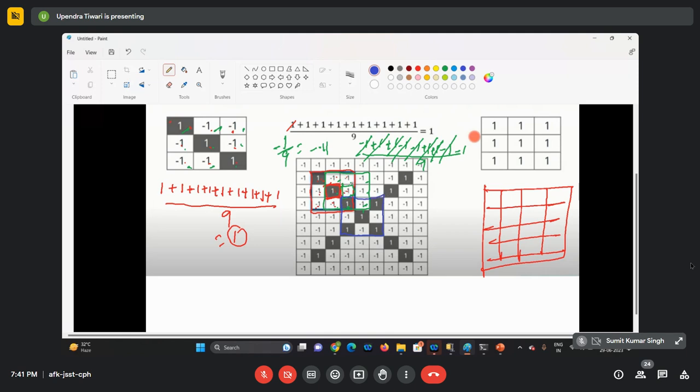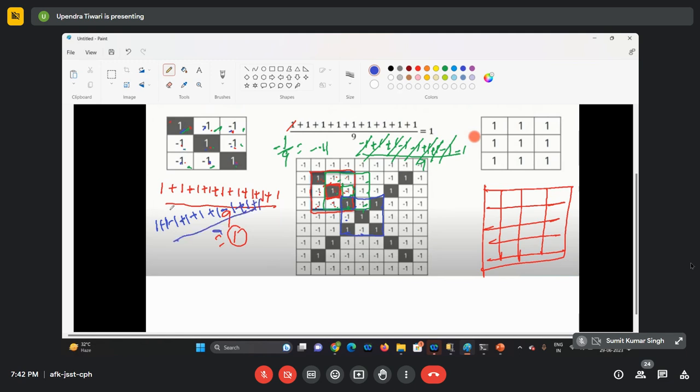Yeah. Again, what will happen? So you'll be multiplying this one with this one. So it becomes 1. Minus 1 into minus 1, it has become 1. Minus 1 into 1, it has become minus 1. Minus 1 into minus 1, it becomes 1. 1 into 1, it becomes 1. Minus 1 into minus 1, it has become 1. Minus 1 into 1, it is minus 1. Minus 1 into minus 1, it is plus 1. 1 into 1, it is plus 1. Upon again 9.